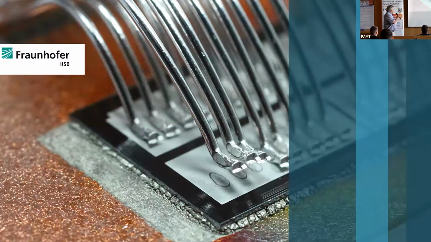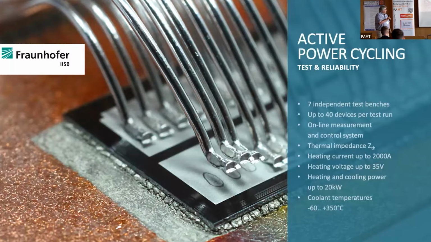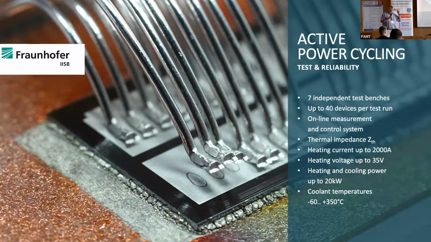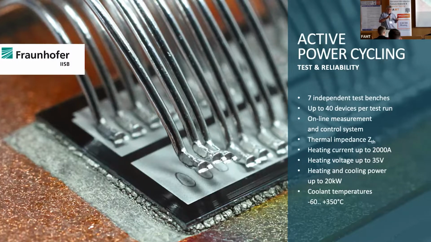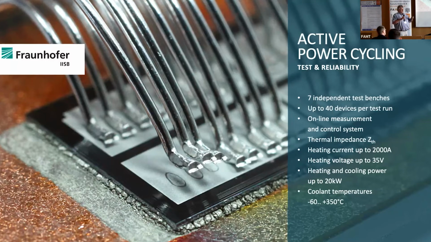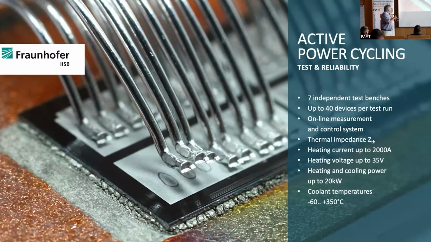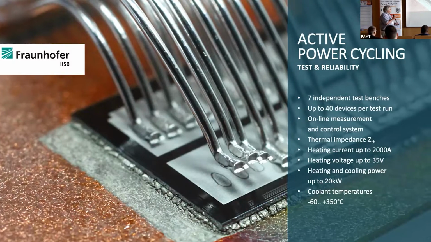And the other test, which is very unique to power semiconductor, is active power cycling test. So we give a current to a chip, we heat it up by the heat dissipation of the chip itself, and it's cooling down. Like you have in the car when you press the pedal and release it, we have these thermal cycles, and we are pretty well equipped to do these testing.